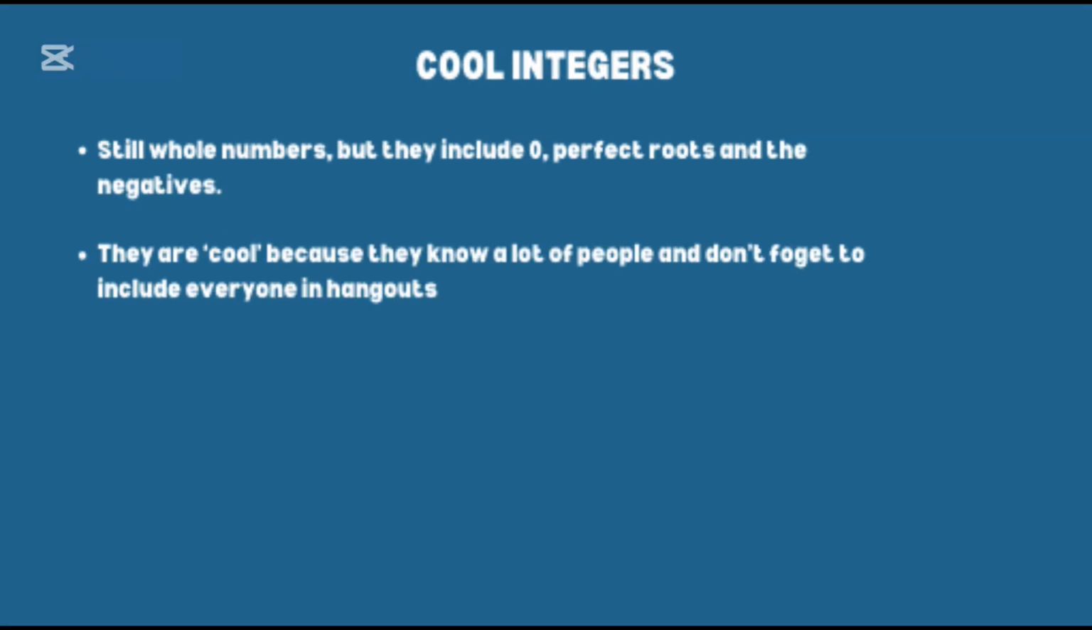Alrighty guys, so now we're moving up to the cool integers, and these are still whole numbers, but they include 0, perfect roots, and the negatives. So don't get confused if you see a perfect root like the root of 49 in this number category, because in that case, all it means is 7. Also, if you haven't watched my video on roots and exponents yet, go check it out. The link is in the description. Anyways, back to cool integers. They're cool because they know a lot of people and they don't forget to invite them to hangouts.